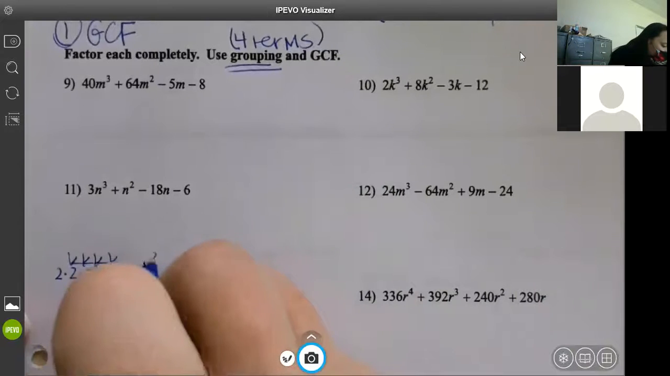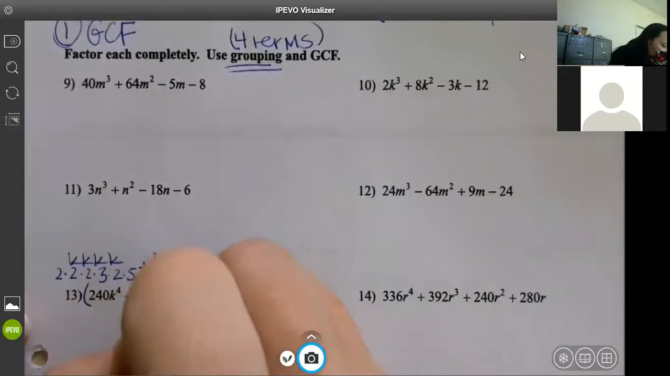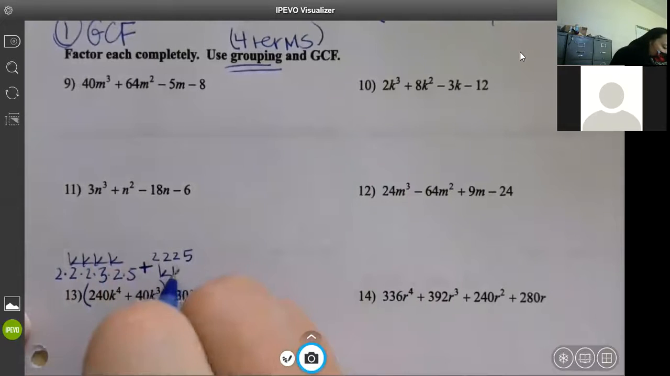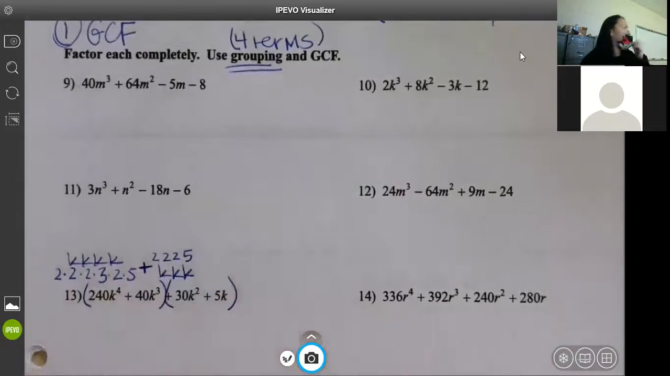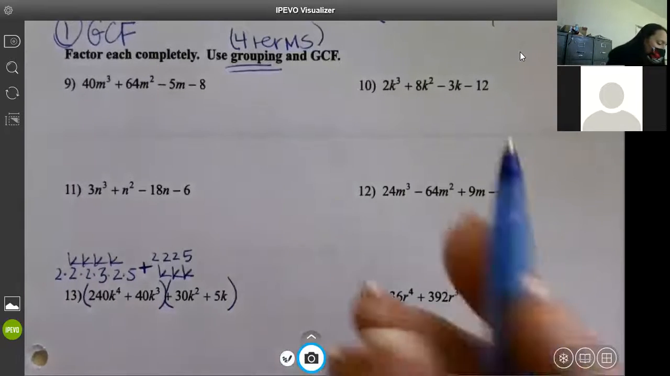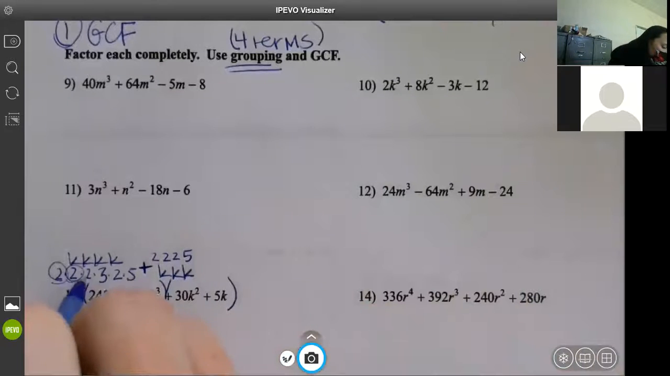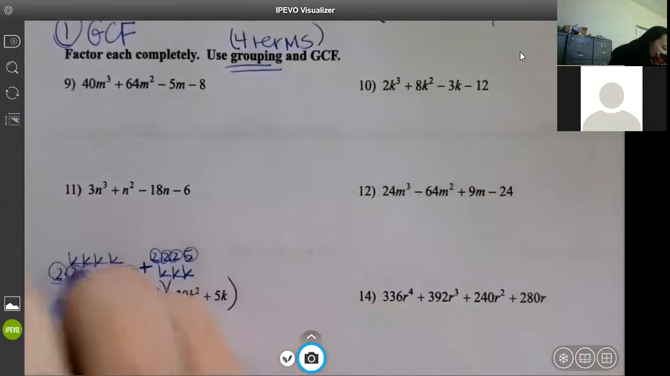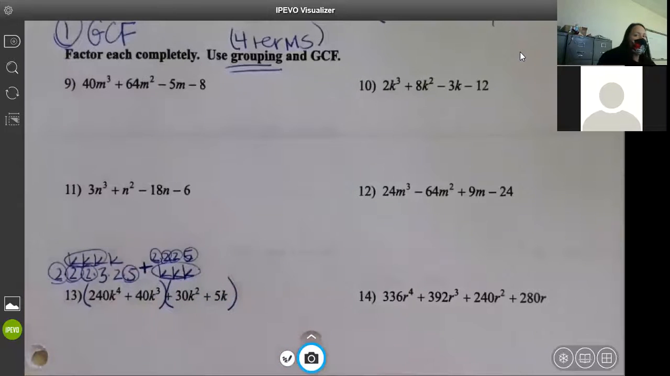40 is 8 times 5. 8 is 3 2s and a 5. And 3 Ks. Guys, I don't typically break it down. I just do it in my head. If you can do it in your head, please do it in your head. So what do we have in common? We have 3 2s. We have a 5. And we have 3 Ks.